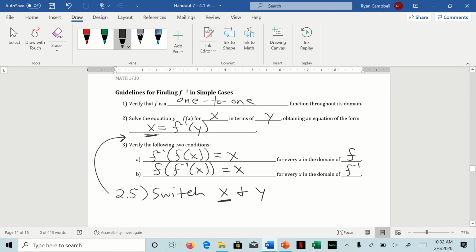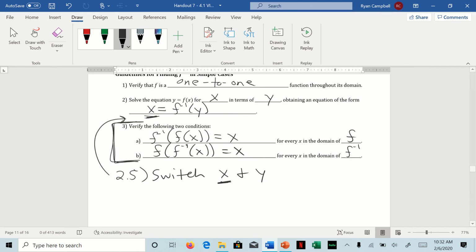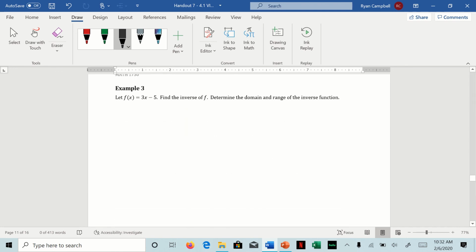All right, and again, you don't have to do this part. This is just to verify, to make sure that you actually got it right. So let's try this one out first.